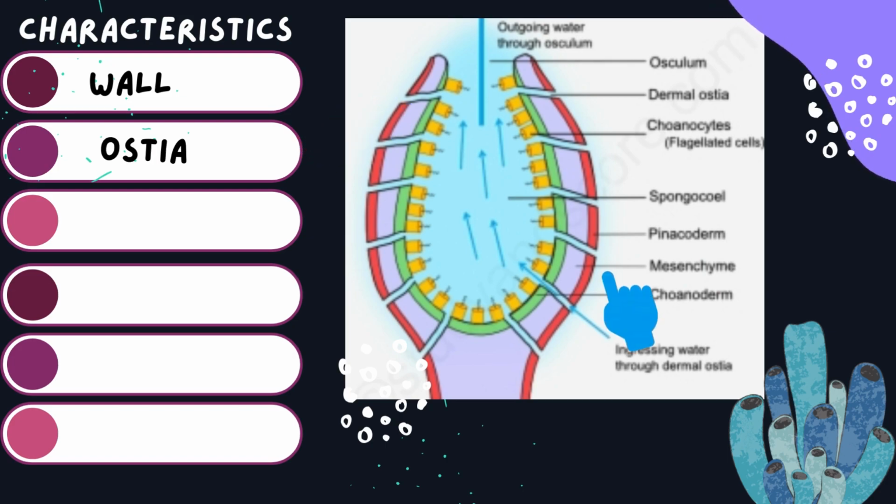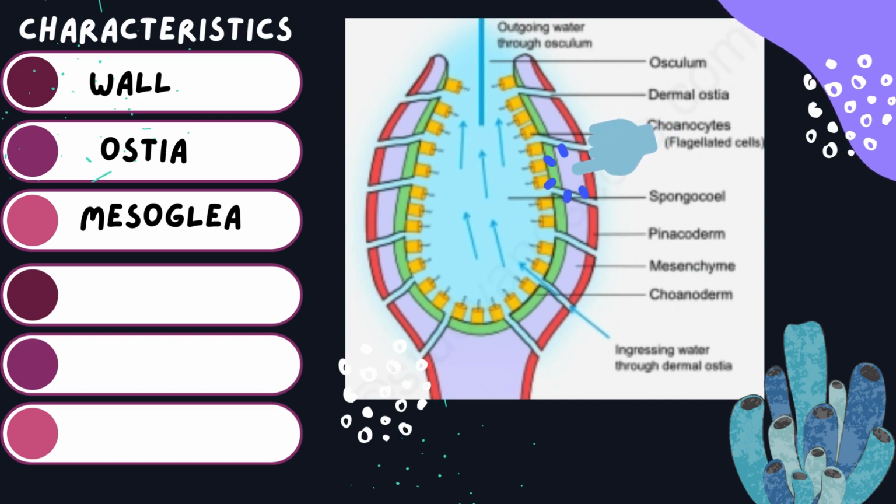Number second, ostia. The wall is perforated by a large number of minute openings called ostia or incurrent pores, except at the base. These are intracellular structures present within the cells called porocytes, and they lead directly into the spongocoel. Number third, mesoglea. It is weakly developed and of uniform thickness. It does not form dermal or gastral cortex.